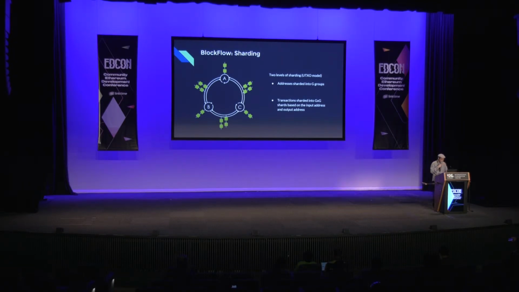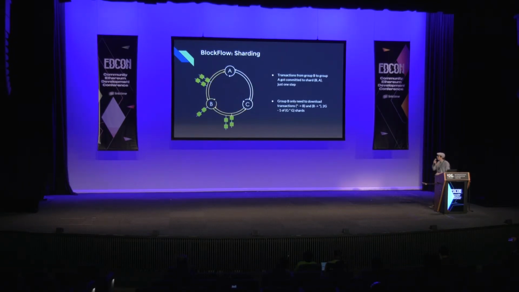So now let's see what kind of property we get from this design, right? First, let's say I want to do a transaction from one group to another, for example, from group B to group A. I can directly commit my transaction to this edge, to this chain, in just one single operation. That's a pretty nice property.